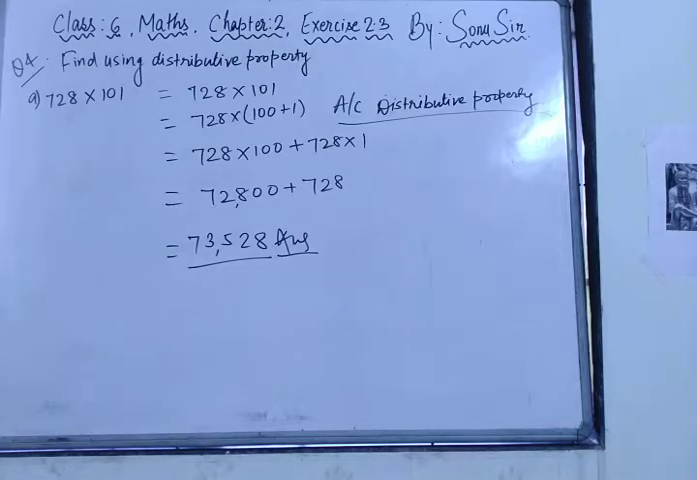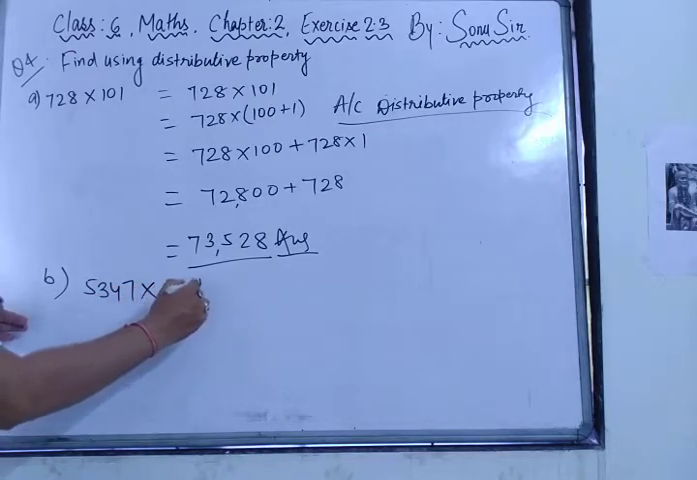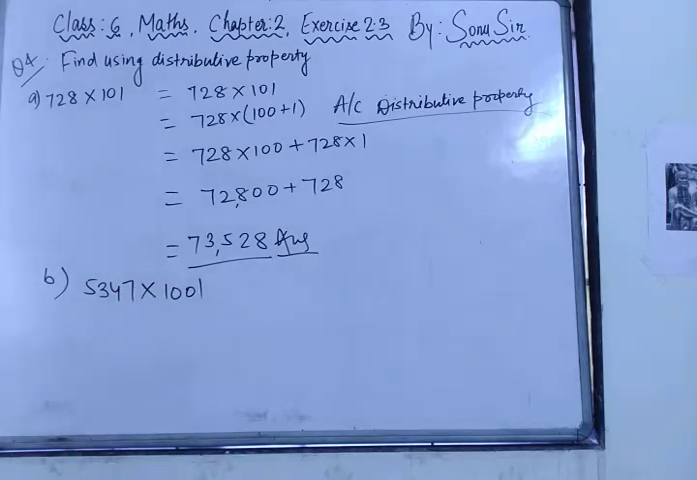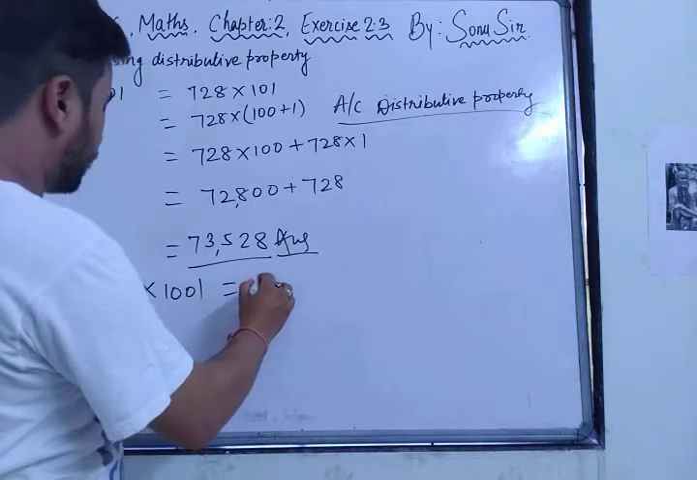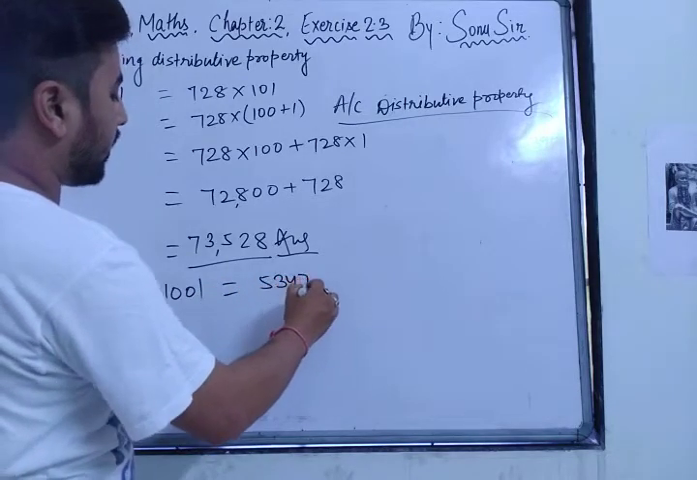I hope all of you have written this answer. Now can I move to question B? Question number B is 5347 into 1001. What you will do in this question is also the same. What we have to do: 5347 into 1001.